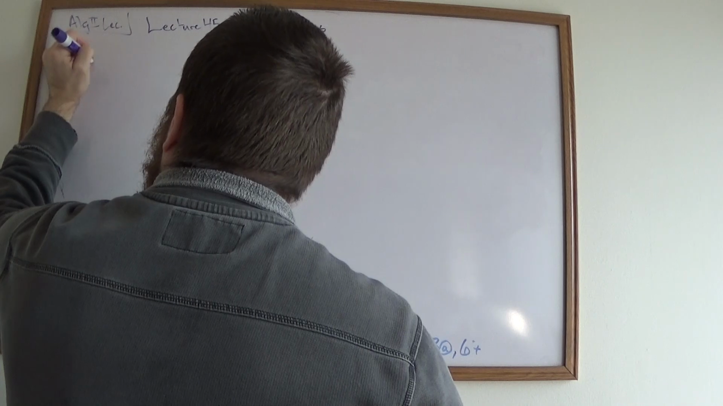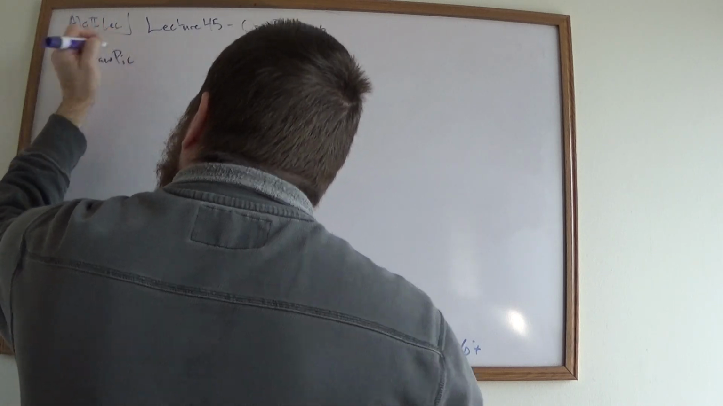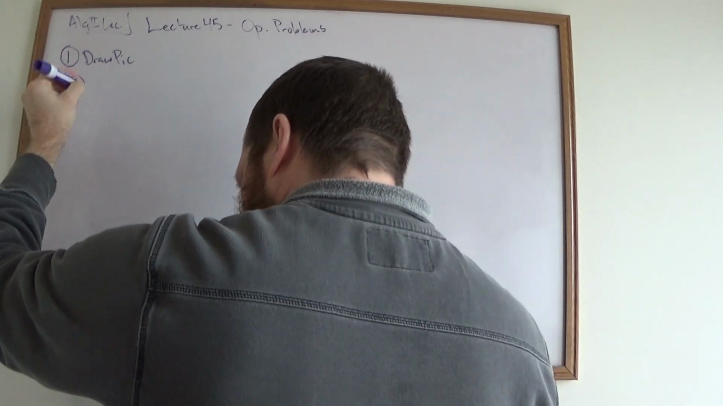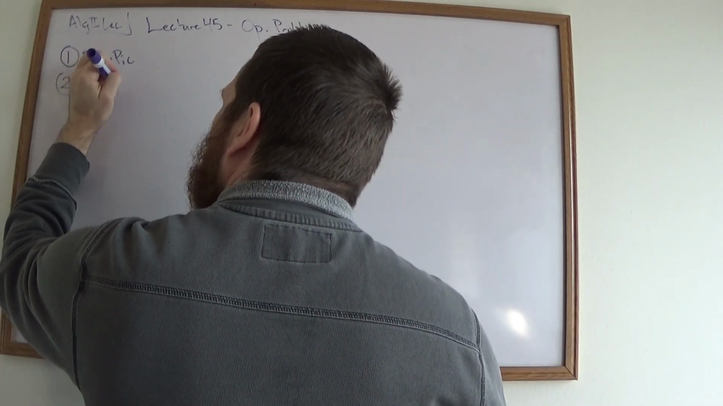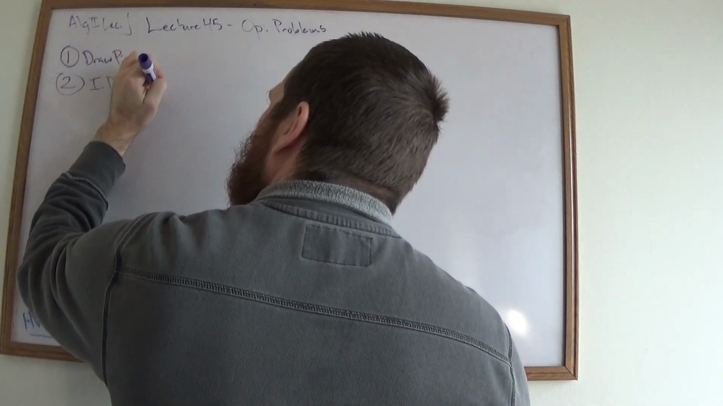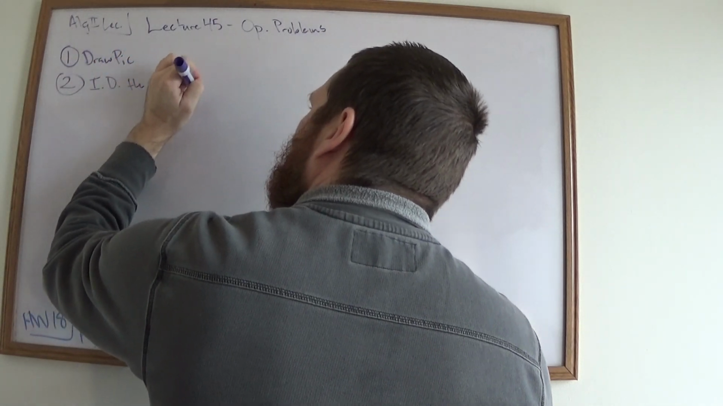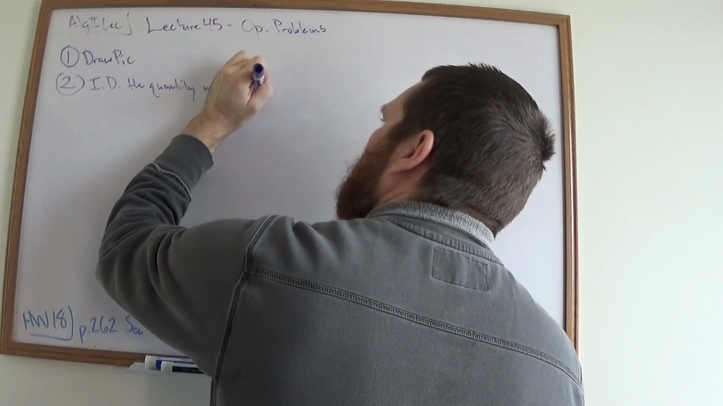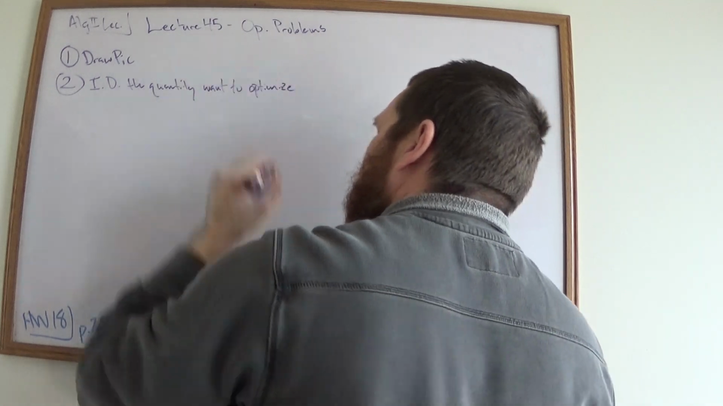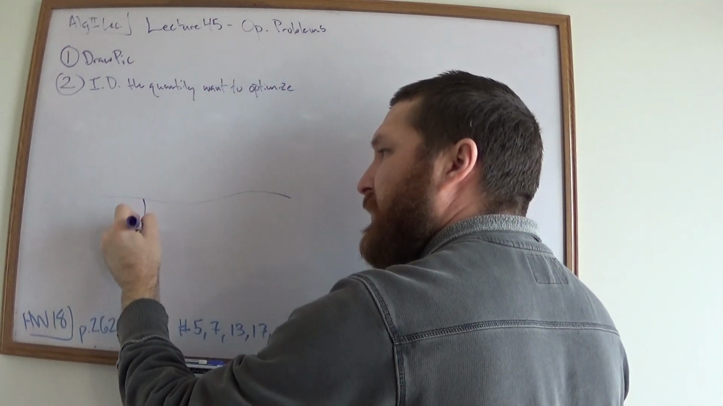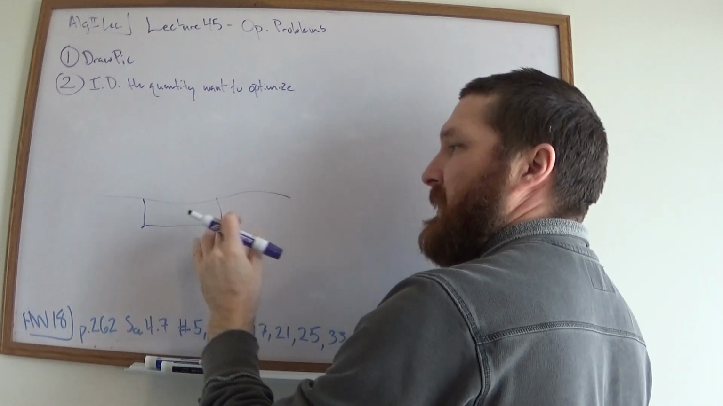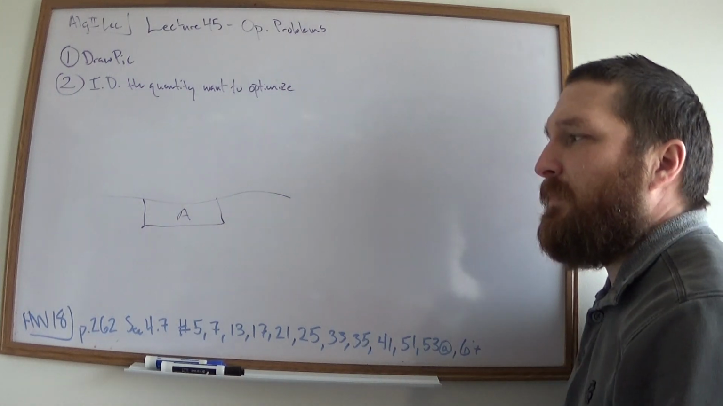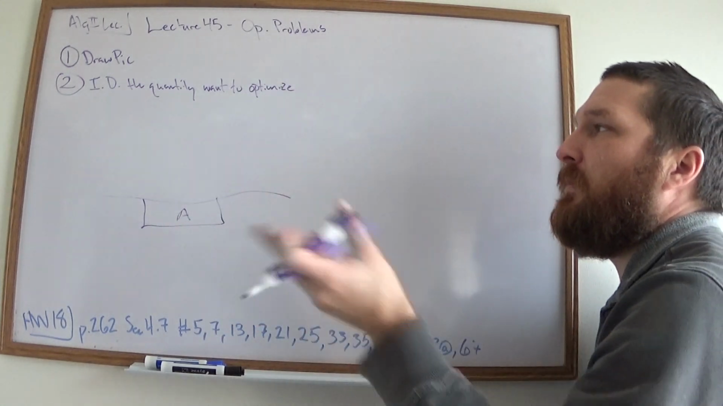The first thing you do is draw your picture. That's still true. First thing I want you to do is draw a picture when you're working on these. The second thing we do is you identify, ID, the quantity you want to optimize. So like for instance, with the river and the fence, the quantity you want to optimize is the area, right? That would be the thing that you're trying to find a max or a min for.